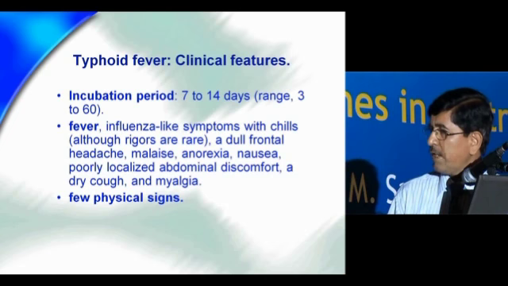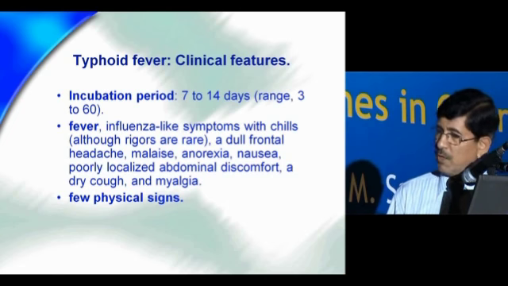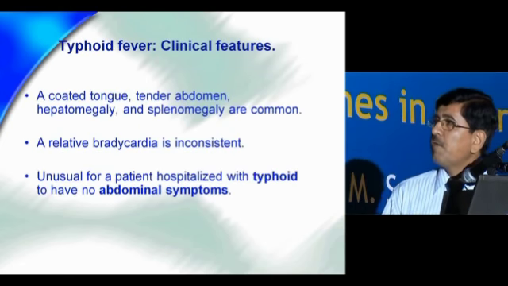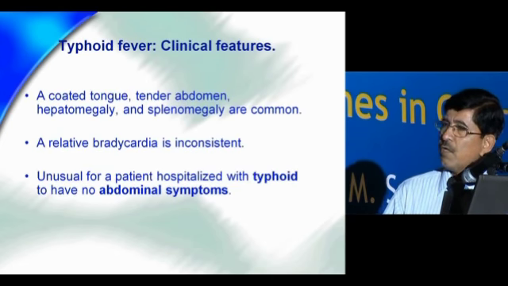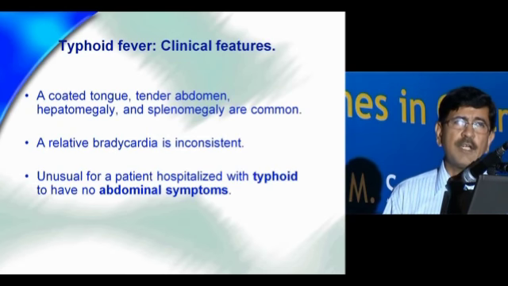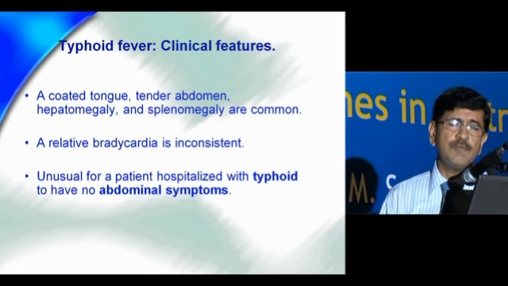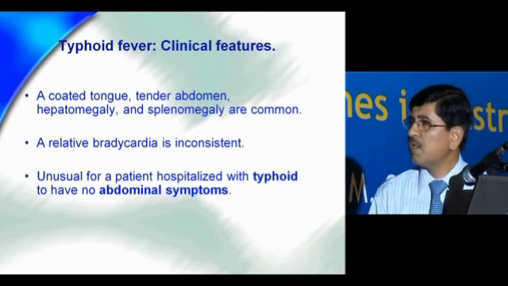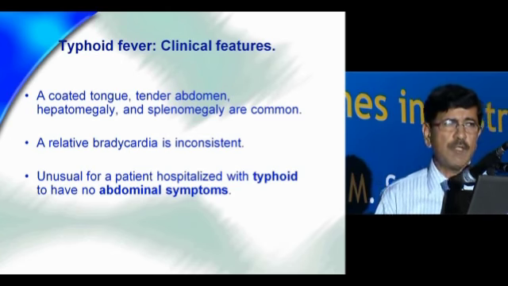When we find these, there may be a coated tongue, a tender abdomen, and the viscera may be enlarged, liver and spleen. A significant feature is relative bradycardia. Normally, with 1 degree rise of temperature, we have a 10 beats increase in the heart rate, but here, with each degree rise of temperature, we do not get a corresponding increase in the heart rate. This we call relative bradycardia.